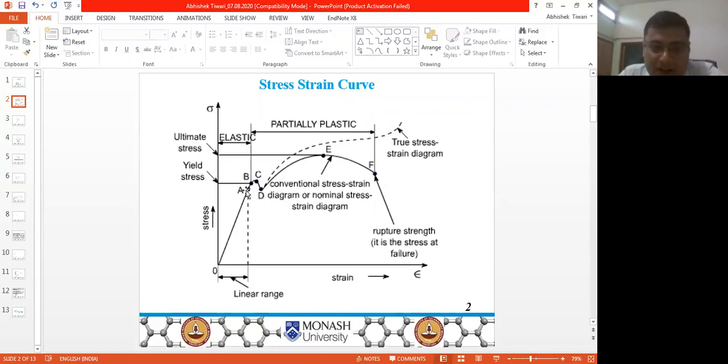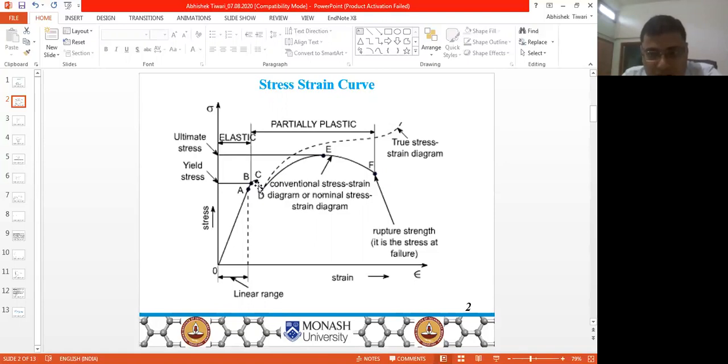After point A, stress increases with the strain, but it is not a linear region. And after point B, we see the yield point phenomenon. So point B is also called yield stress, and after that there are points C and D, called the upper yield point and lower yield point, because an extra force is required for deformation to occur. I will explain the phenomena in a later slide. So this C point is called the upper yield point, and point D is called the lower yield point.